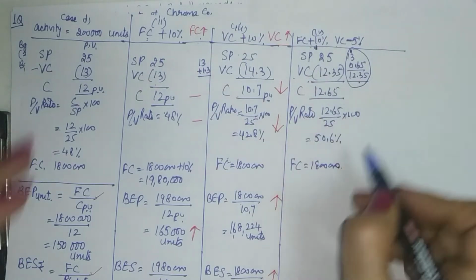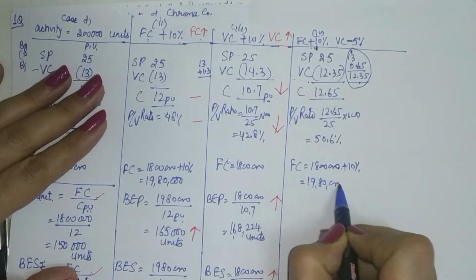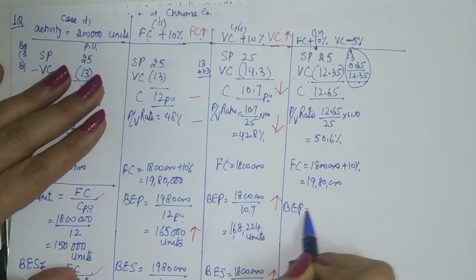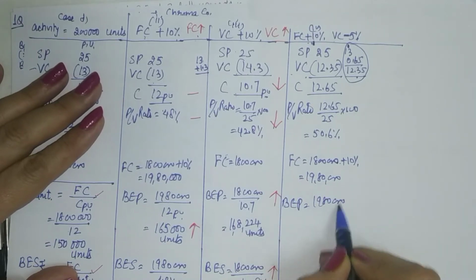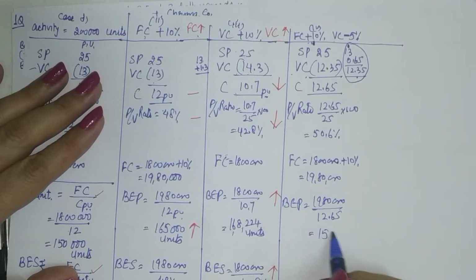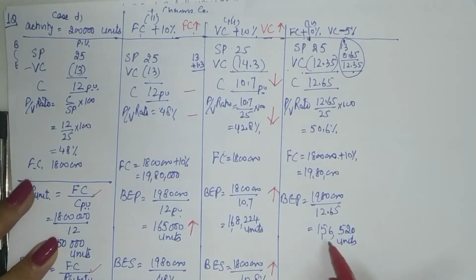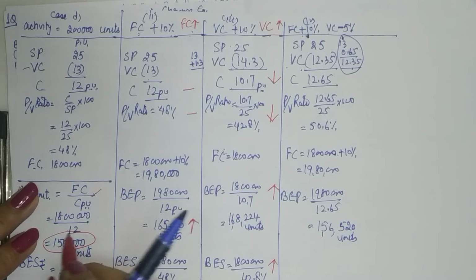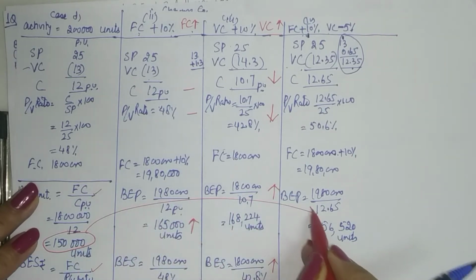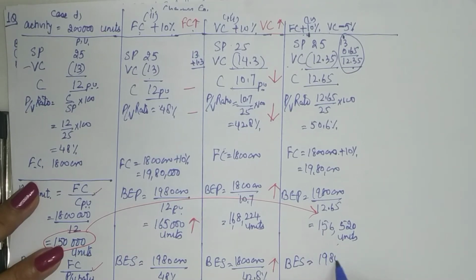Or yes, fixed cost is increasing by 10%, so it is going to be 19,80,000. So break-even point herein will be 19,80,000 upon contribution per unit, that gives you 1,56,520 units. So your break-even point, because we are to make comparisons from the original position, so from the original position, break-even point has increased.